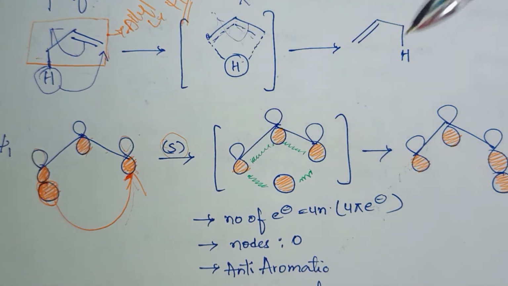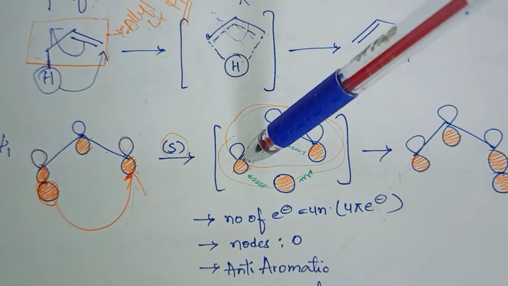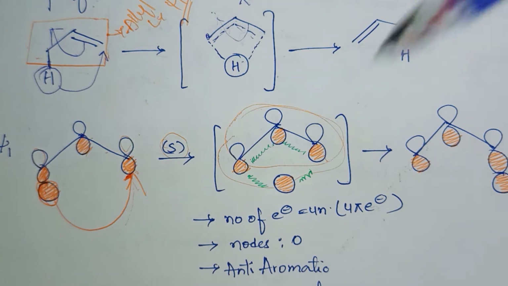That's the reason it is represented by the dotted lines around this system. Now the hydrogen I have written down was previously attached to this, and now it is attaching to this one. And here I am getting a product.